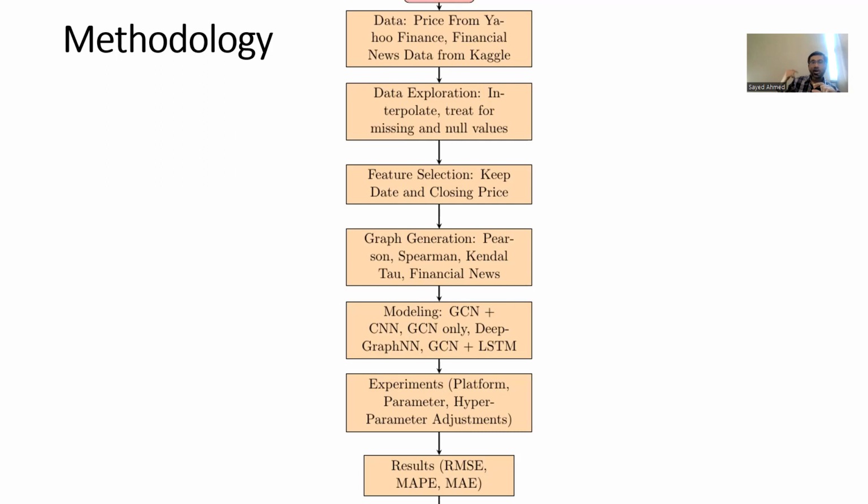Okay. Now another thing, I'll come back to the comparison later. For now, other modeling approaches that I used are just GCN and CNN. GCN has multiple layers in it, right? And Deep Graph NN, actually it's Deep Graph CNN. I need to update the image. GCN plus LSTM was one of the goals for me to implement, but I did not do it yet.